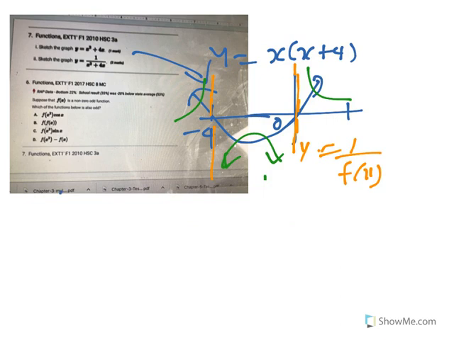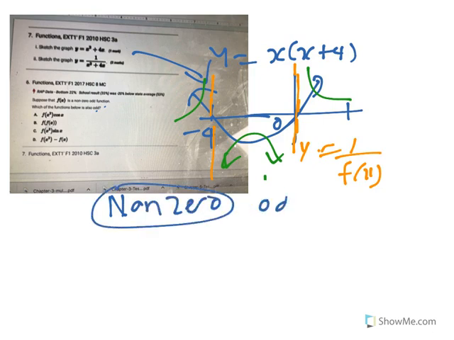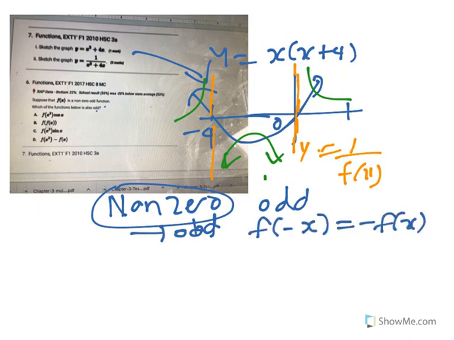All right. Okay. So number 6, let's say, this one. The question says, suppose that f of x is a non-zero odd function. Non-zero, that means it's not 0, and it's an odd function. Which of the functions below is also odd? Now, just remembering that an odd function means f of minus x equals minus f of x. So you've got to test these out.